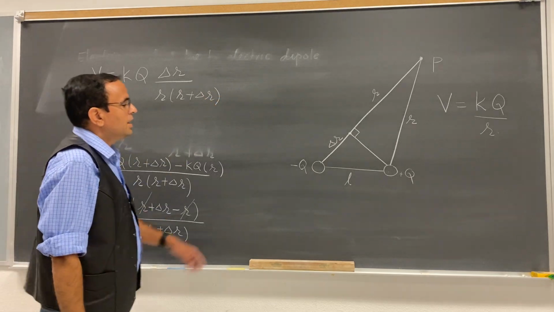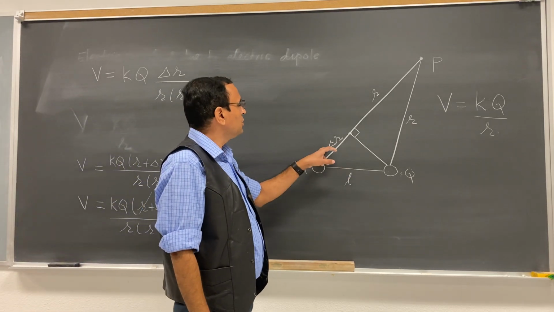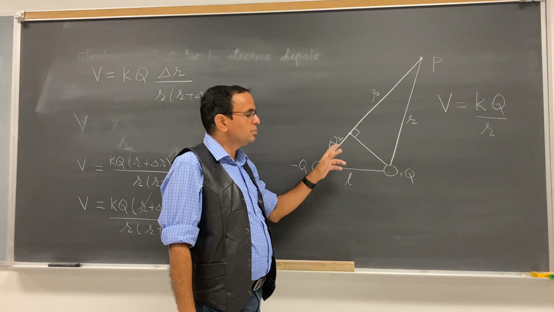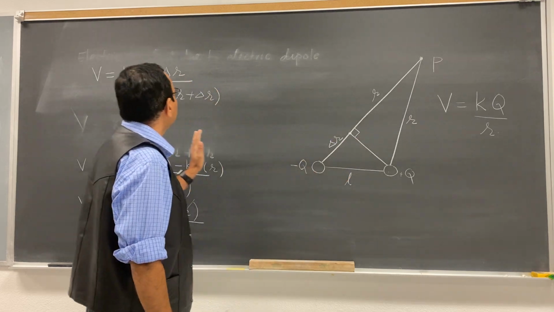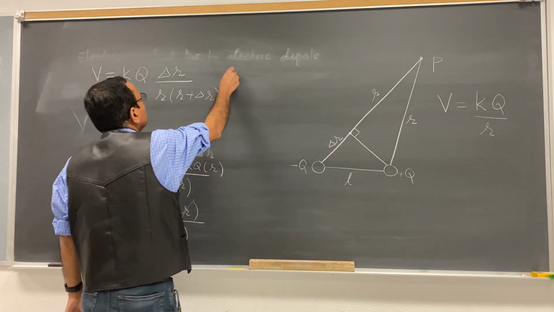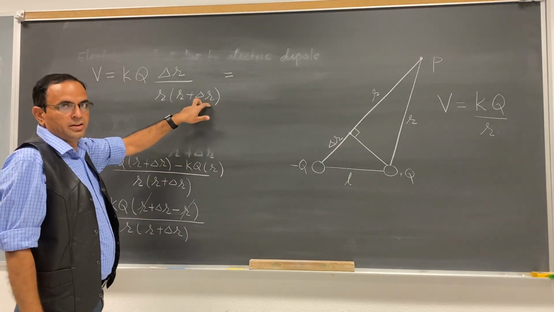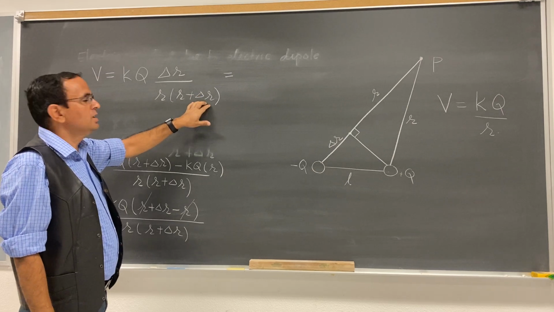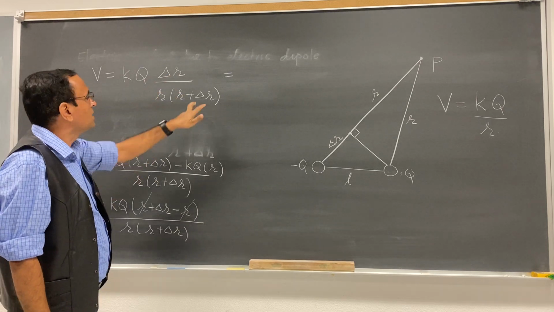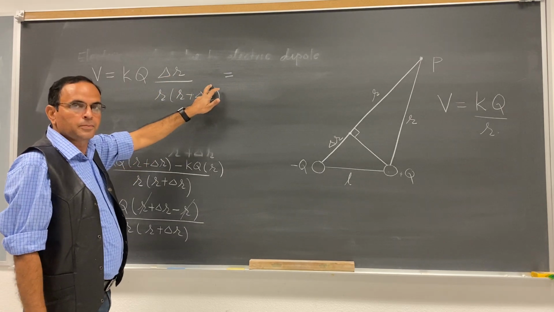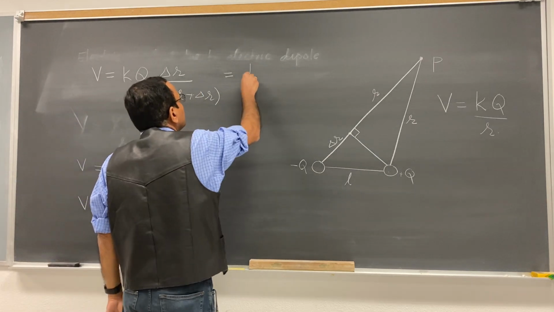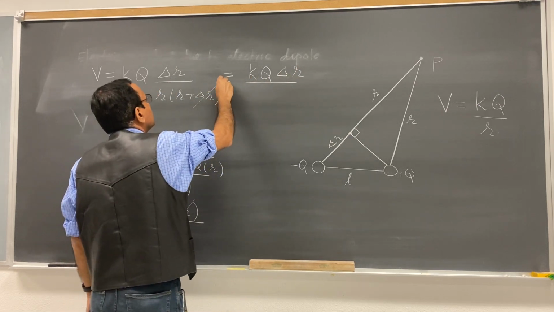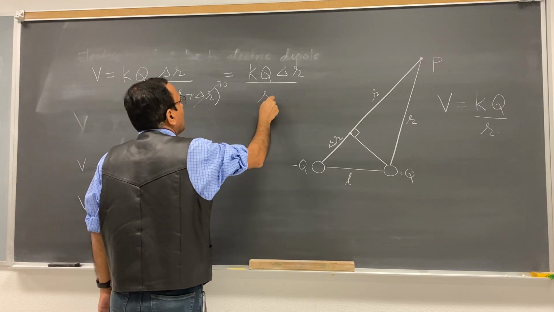Here L is very large as compared to delta R, as compared to R also. Delta R is very small as compared to L, as compared to R. So we simply neglect the delta R in the denominator, since it is very small, approximately 0. We neglect it in the denominator only. If you neglect it in the numerator, then everything becomes 0. We don't do that. So if you do that, then you get KQ delta R divided by only R square.